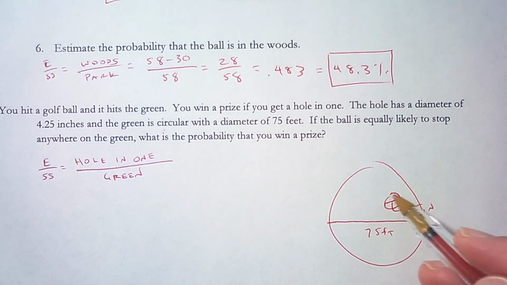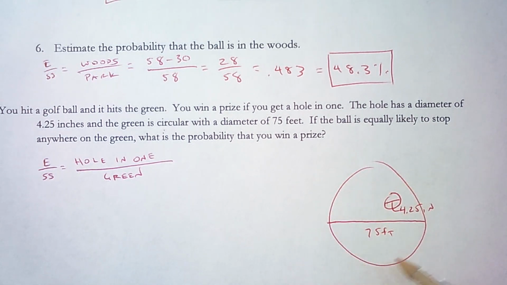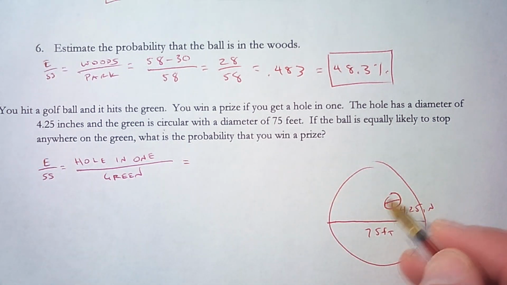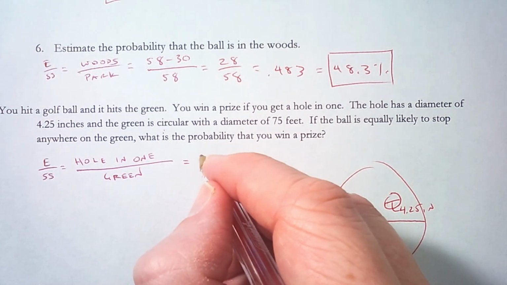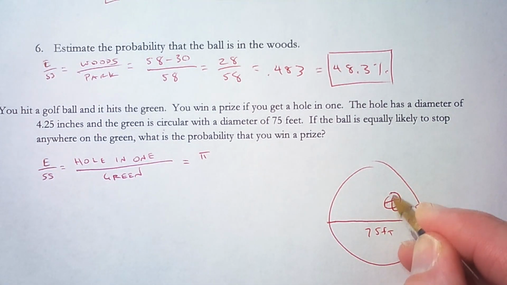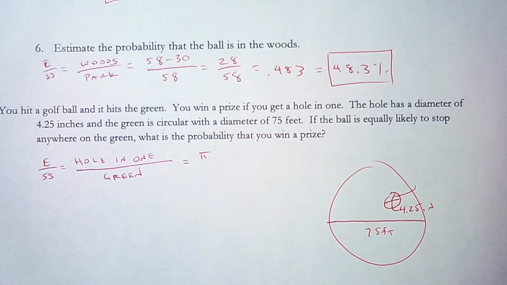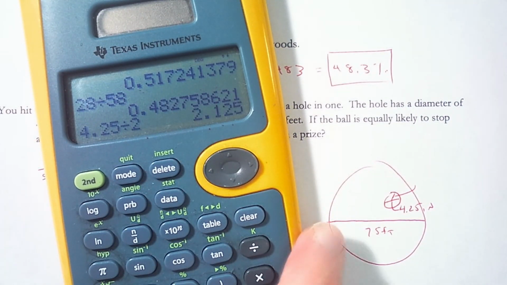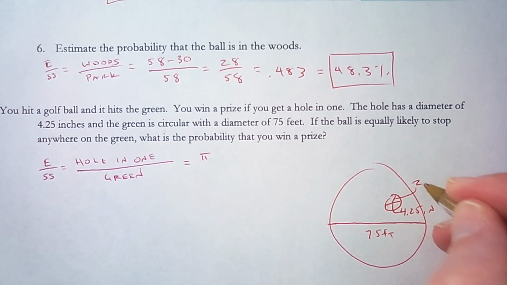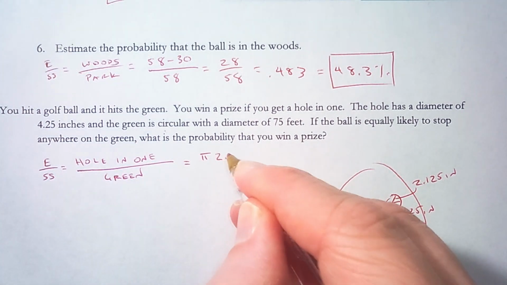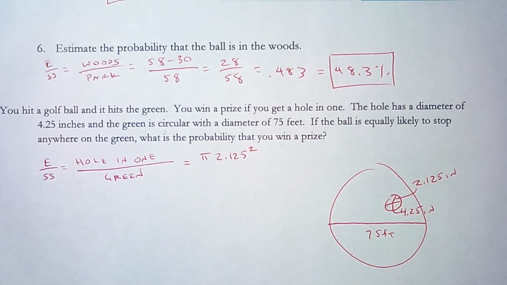Okay, so we need the area of our target here over the area of the entire green. Okay, so the area of the hole, the surface area of that hole is pi times the radius squared. Now, the radius is only halfway across, so that's 4.25 divided by 2. The radius is 2.125 inches. So it's pi times 2.125 squared.